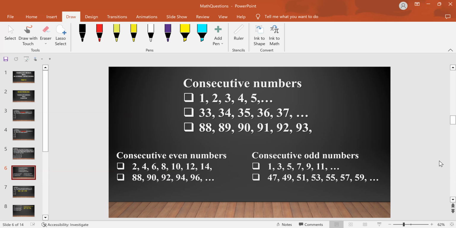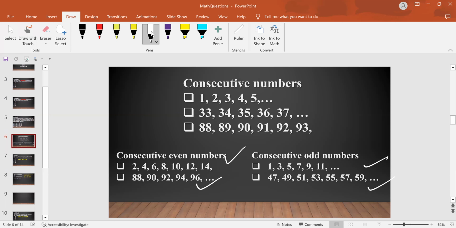So we also have consecutive even numbers. So even numbers, we have like 2, 4, 6, 8, 10, 12, 14, 16, 18, 20, and so on. We also have 88, 90, so we can continue. But if they say consecutive odd numbers, we have 1, 3, 5, 7, 9, 11, 13, 15, 17, and so on. So yes, you understand the concept. Now let's go to problem 1.